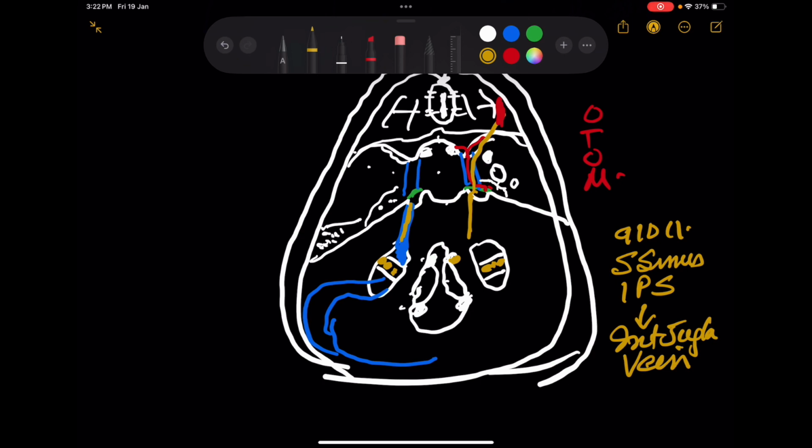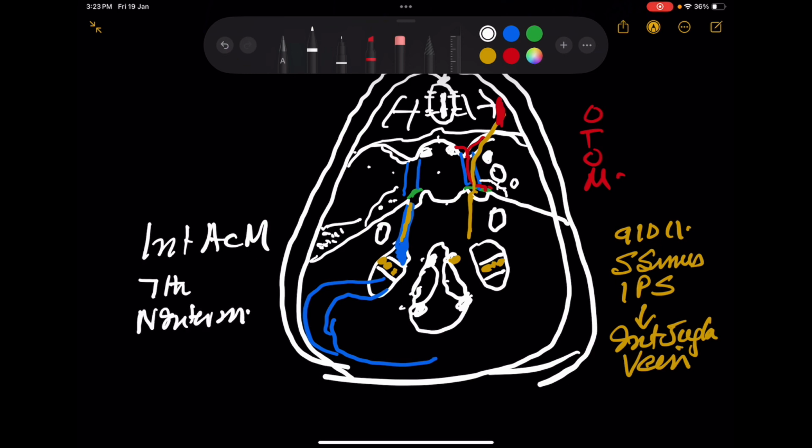Then we have a foramen through which enter, this is the internal acoustic meatus. Through the internal acoustic meatus enters the 7th nerve, its nervus intermedius component, which forms the geniculate ganglion and gives the lesser and greater superficial petrosal nerves.